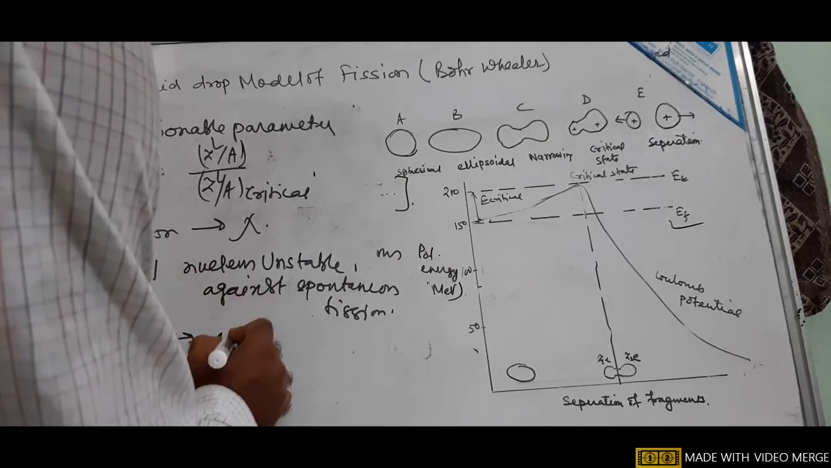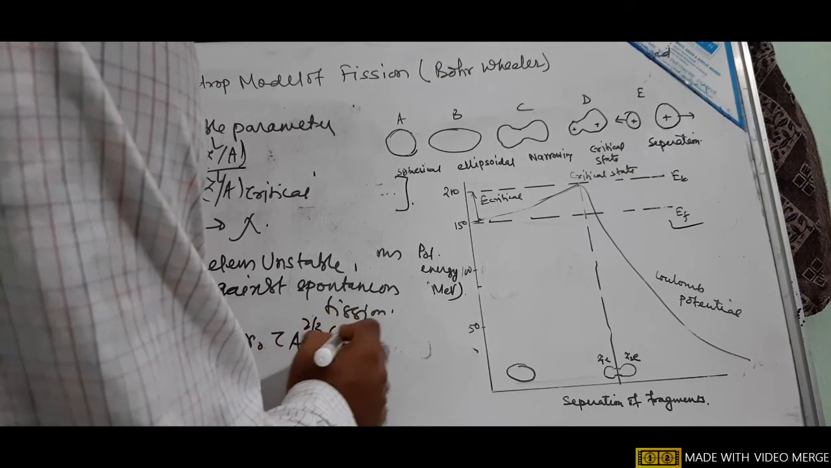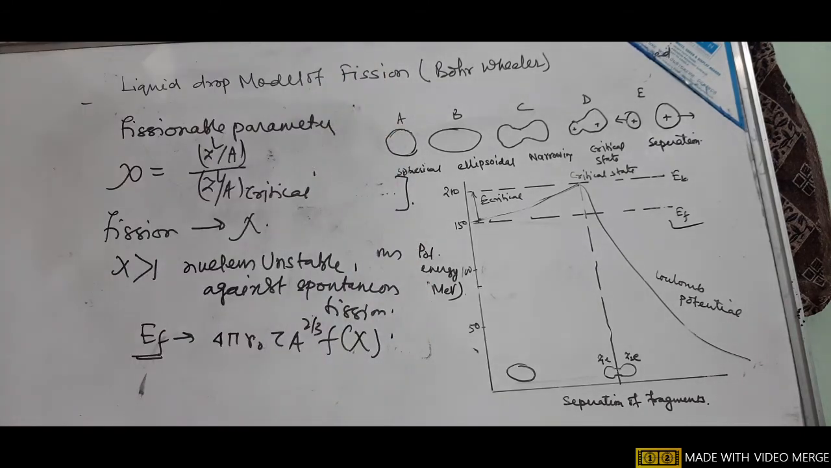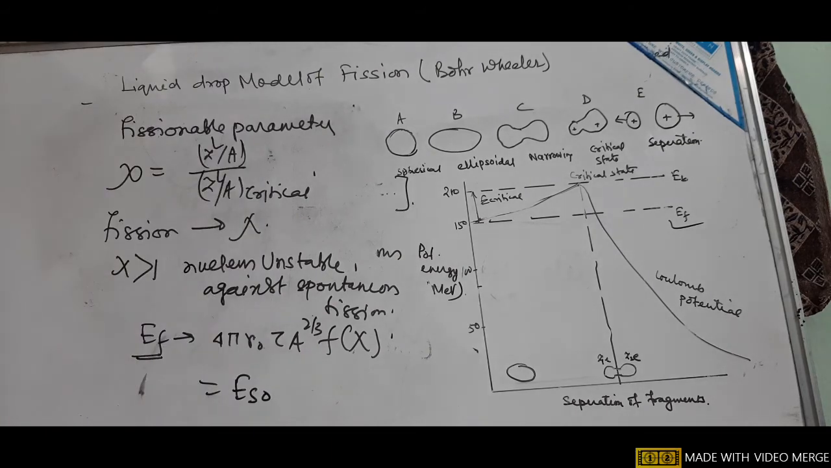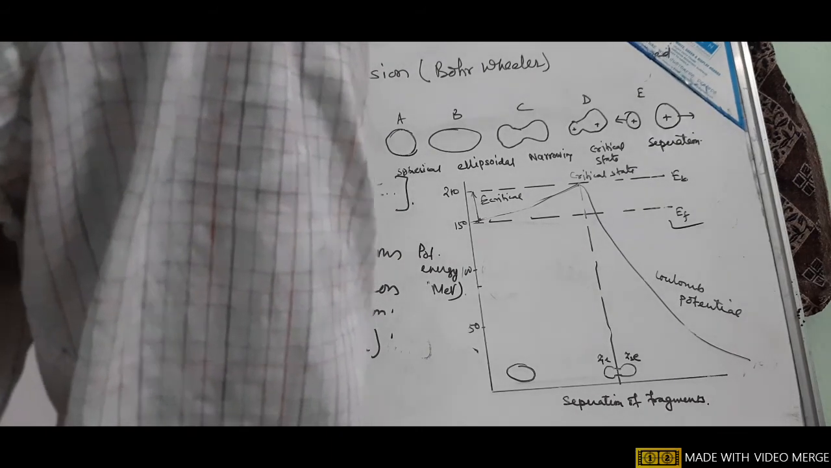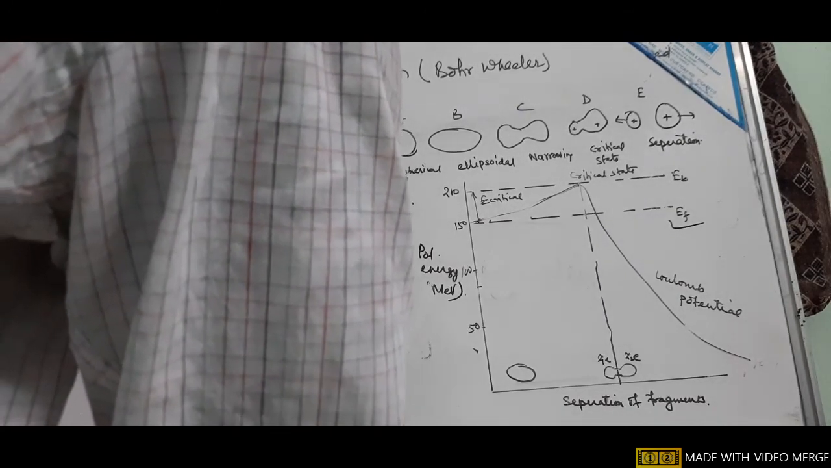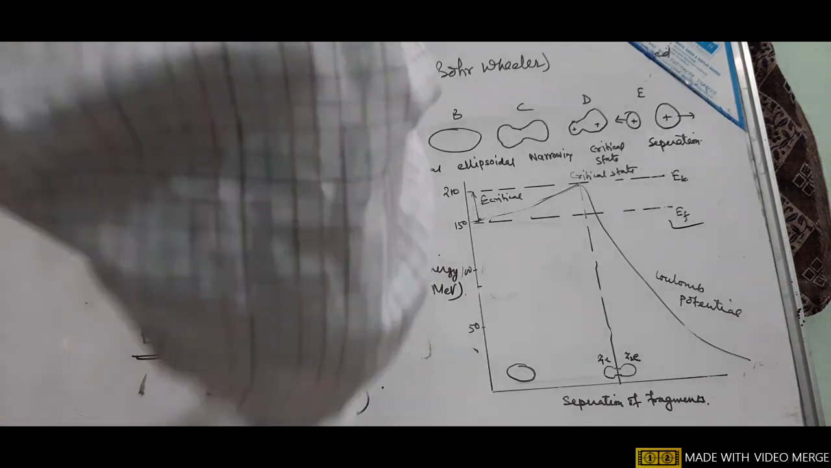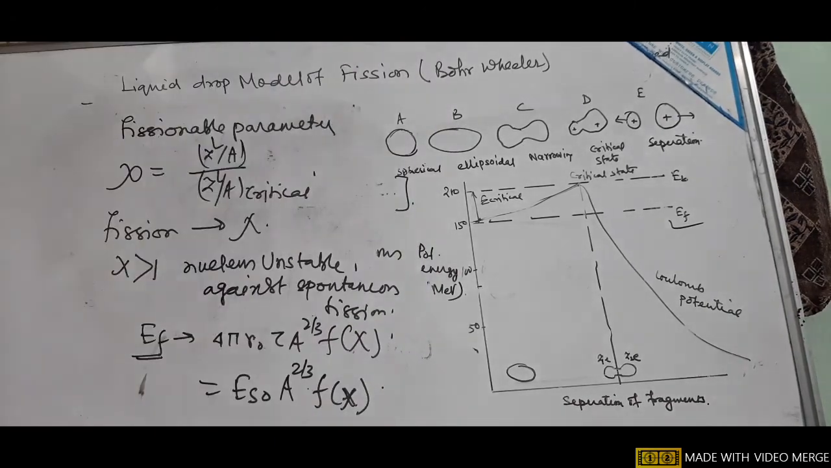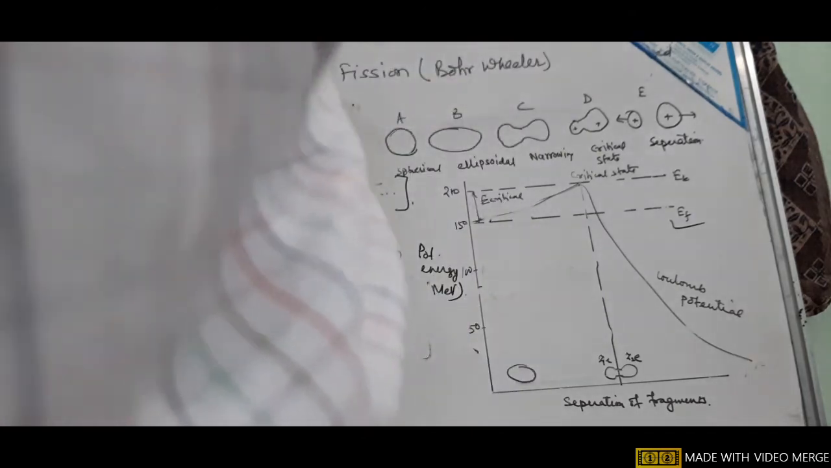So EF equals 4 pi r0 square tau A to the power 2 by 3 times F of chi, or it is written as ES0, the surface energy in the undeformed state, and A to the power 2 by 3 into F of chi. So that is how the fissionable parameter is introduced in the energy of the fission, and it is the ratio of Z square by A to Z square by A critical.